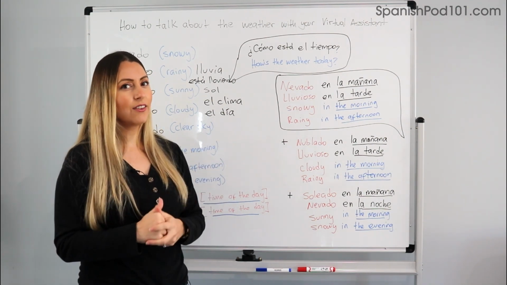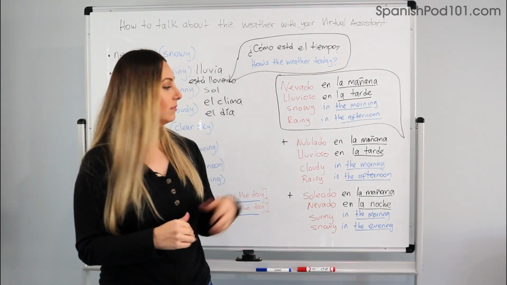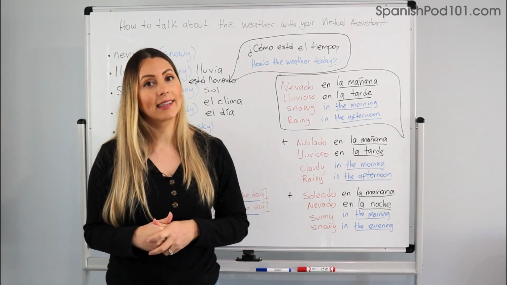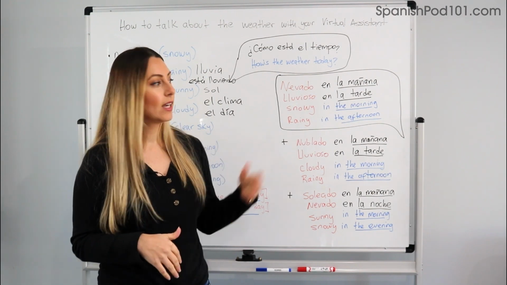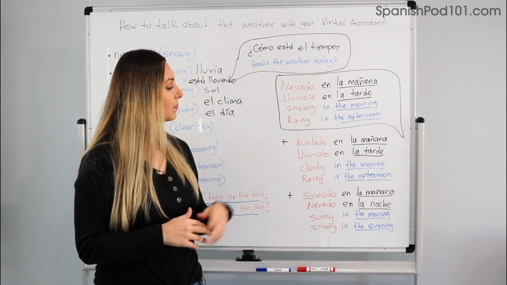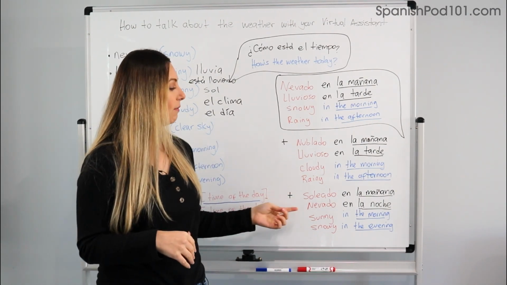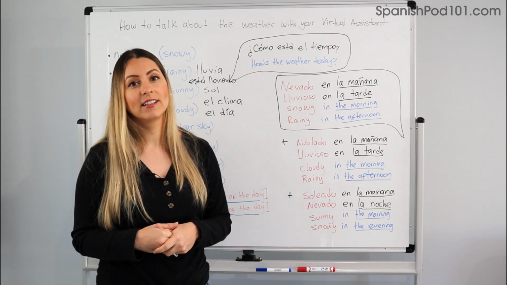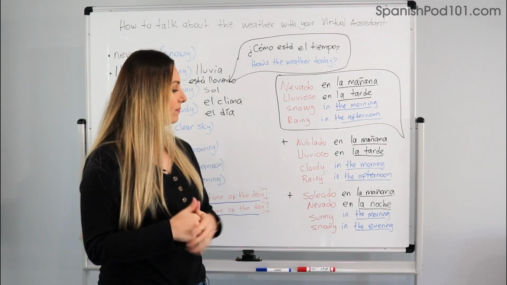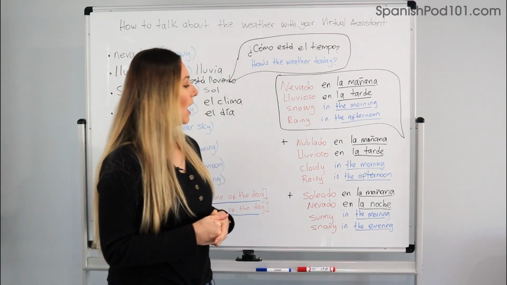Let's have a look at other examples. Nublado en la mañana, lluvioso en la tarde. See, now we're saying cloudy in the morning, rainy in the afternoon. Soleado en la mañana, nevado en la noche. So, sunny in the morning, snowy in the evening. See? Muy bien.